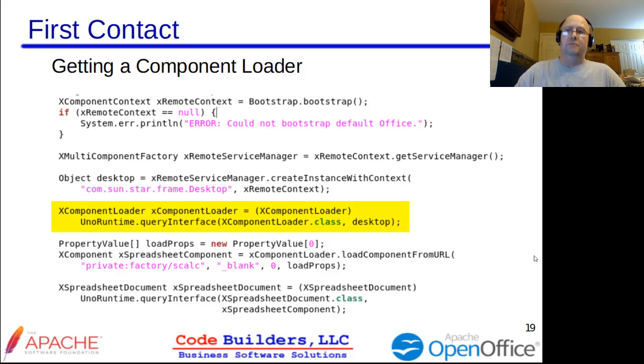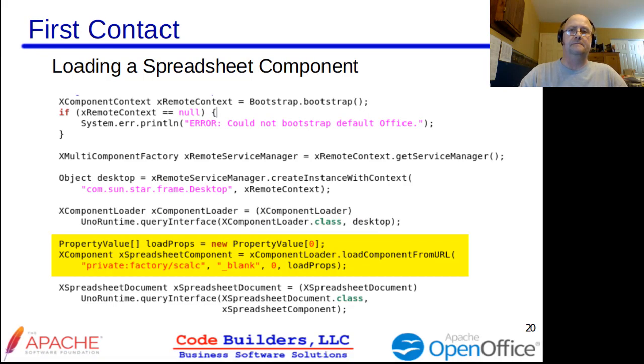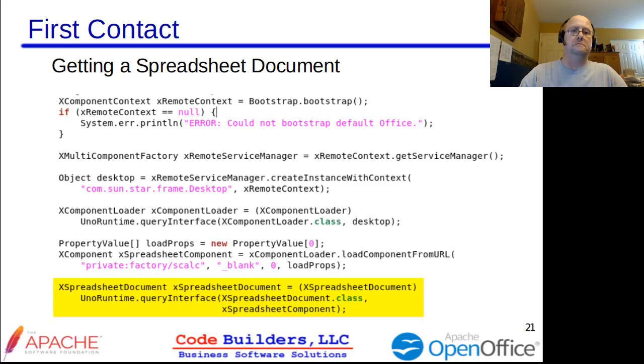Now we're going to get a component loader using the desktop service. The component loader is used to actually load the file. This is the first example of using the UnoRuntime queryInterface method to get an interface using the service object reference. So here we're asking UNO to create an empty Calc document and load it. And now we're going to use the queryInterface method again to get the spreadsheet document. Now we can begin to work with the spreadsheet from here.